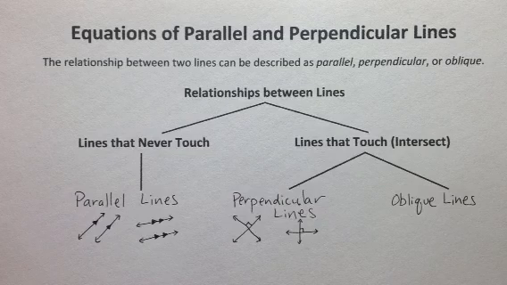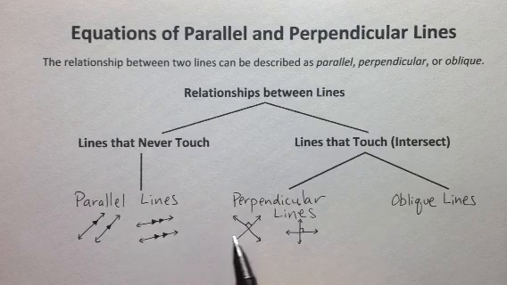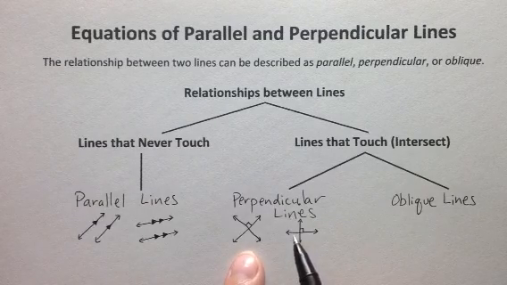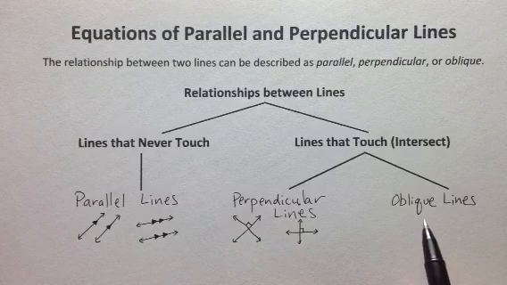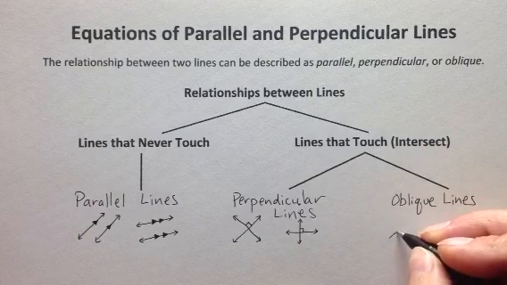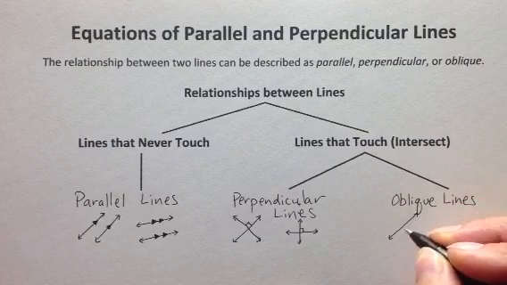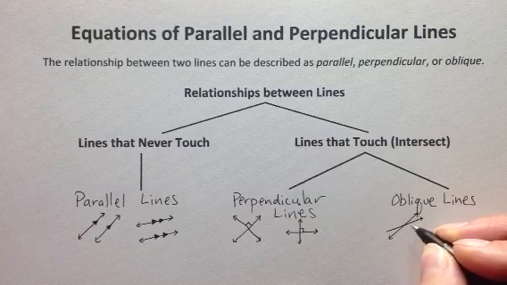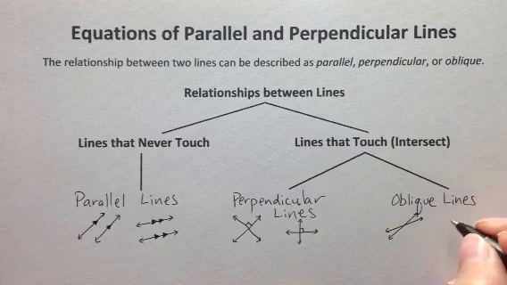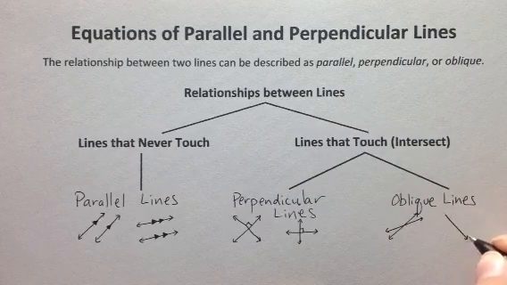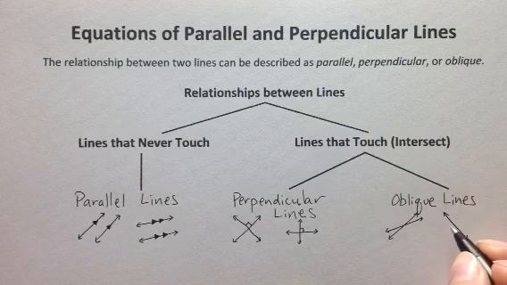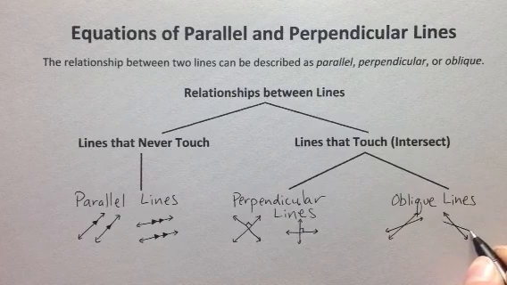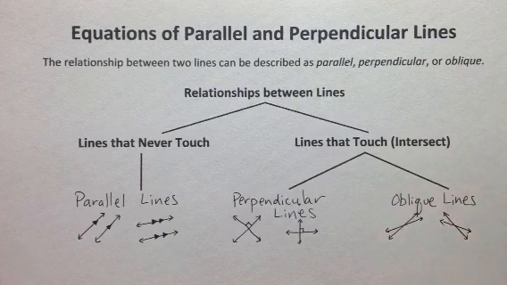Okay, so either they don't touch or they do touch. If they do touch at 90 degrees, it's perpendicular. Anything else we call oblique. So these would be oblique. Okay, I'll give you another situation. They're touching, but they are not touching at 90 degrees, anything other than 90 degrees.